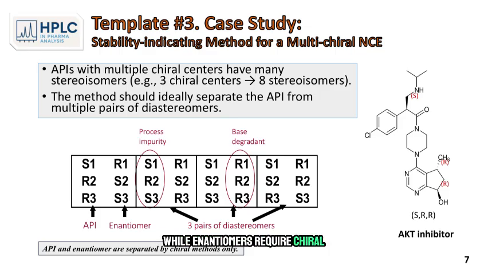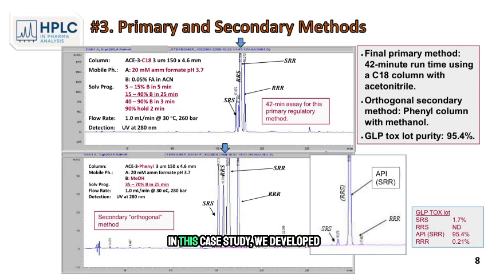While enantiomers require chiral methods, our reverse phase approach focuses on resolving these diastereomers and process impurities to ensure product quality. In this case study, we developed a 42-minute primary regulatory method using a C18 column and acetonitrile. We also developed an orthogonal secondary method using a phenyl column and methanol for confirmation. The primary method successfully separated the API from several diastereomers, revealing a purity of 95.4% for the GLP tox lot.